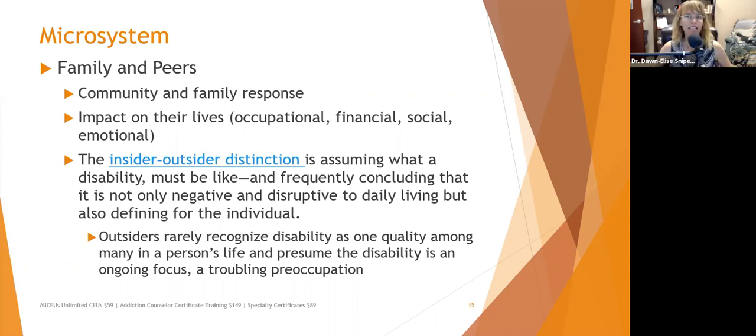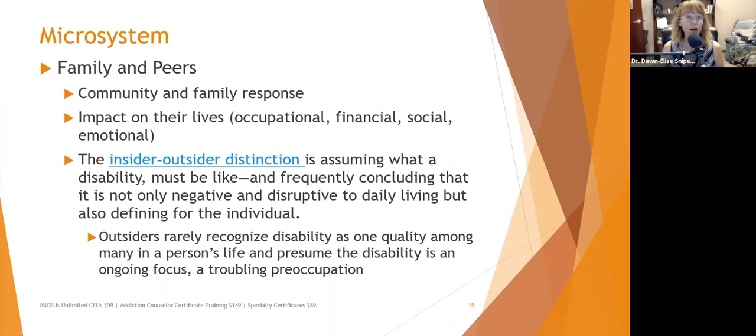It's important when we're considering the reaction of the community and the family that there's something called the insider-outsider distinction. And in this distinction, the outsider assumes what a disability must be like and frequently concludes that it's not only negative and disruptive to daily living, but also defining for the individual. You are now a paraplegic. You are now a blind person. And that's not it. Outsiders rarely recognize disability as just one quality among many in a person's life and presume the disability is an ongoing focus and a troubling preoccupation.